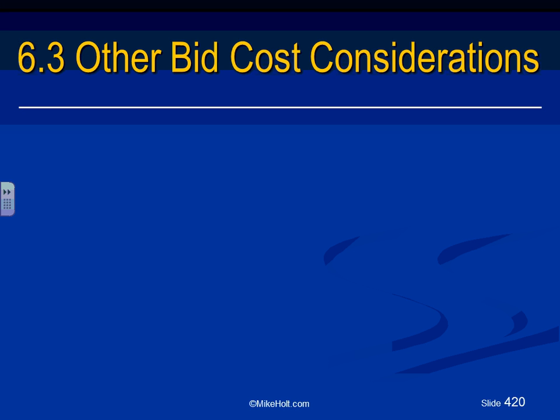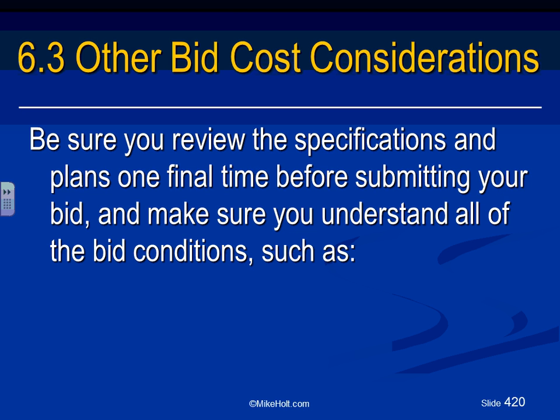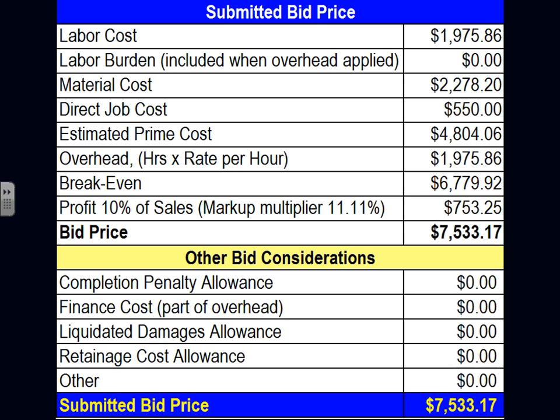Okay, so that's basically it in terms of applying it. Other bid costs. So then you apply 10%, guys. In this case, we apply 10% profit. Then you ask yourself, are there any other things that you have to pay attention to? Bid cost consideration. Other things that you have not allocated for: specification, plans, final time. After you get this dollar value, $7,500 to do this project, I need other bid considerations.